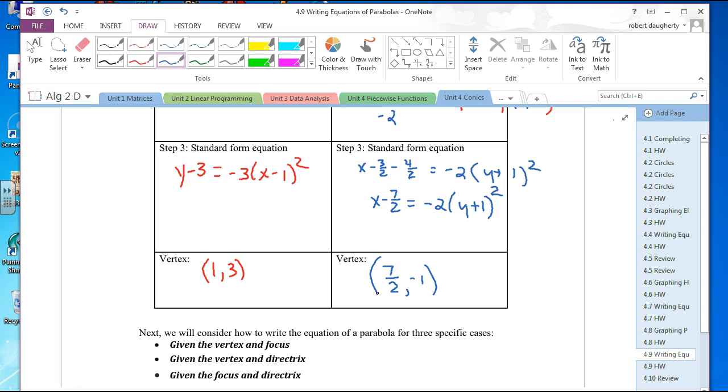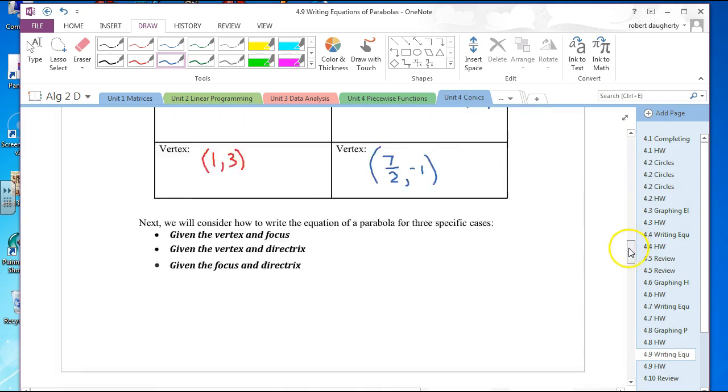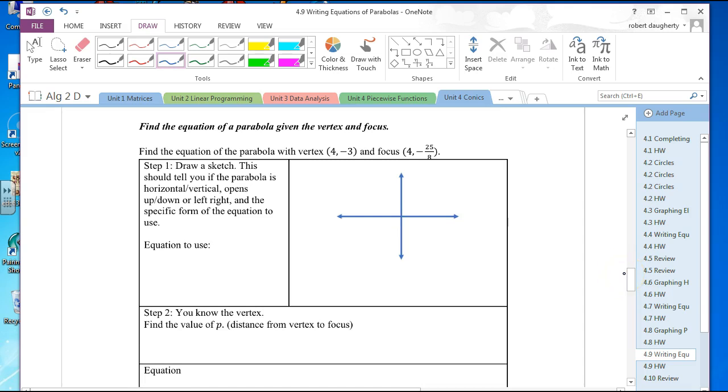Now you'll be given 3 different scenarios, and you need to come back with the equation. So what we did so far, like we did in all of them, I give you a graph, you give me the equation. I give you the equation not in standard form, you complete the square and get it in standard form. The other one is I give you information like this. Find the equation of the parabola with a vertex 4, negative 3, and a focus of 4, negative 25/8. What do you think I do to make this happen? What do you think I should do? Yeah, let's graph it. That's sort of the clue that you see a graph here to the right.